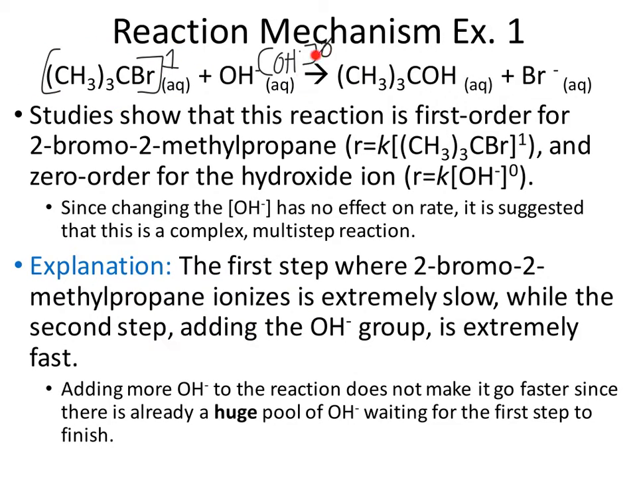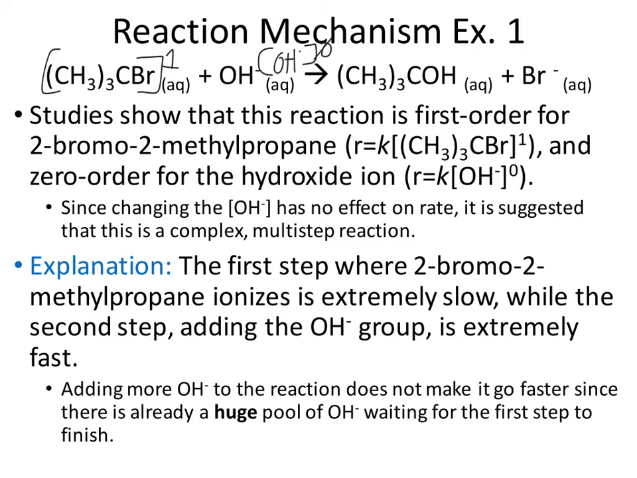If we triple this, we triple the rate. If we quadruple this, we quadruple the rate. So there's a linear relationship between this and this. So in this case, because OH has no effect on the rate whatsoever, it suggests that this is not going to be a straight one-way reaction. In fact, it's going to be a complex multi-step reaction. So it might take 2 steps, 3 steps, 4 steps, but it certainly will not take 1 step like we might assume it does.